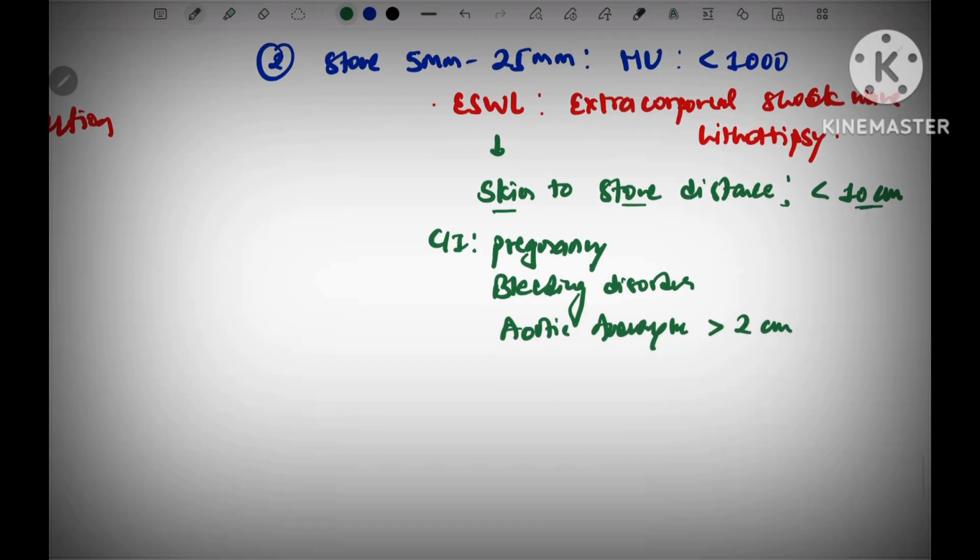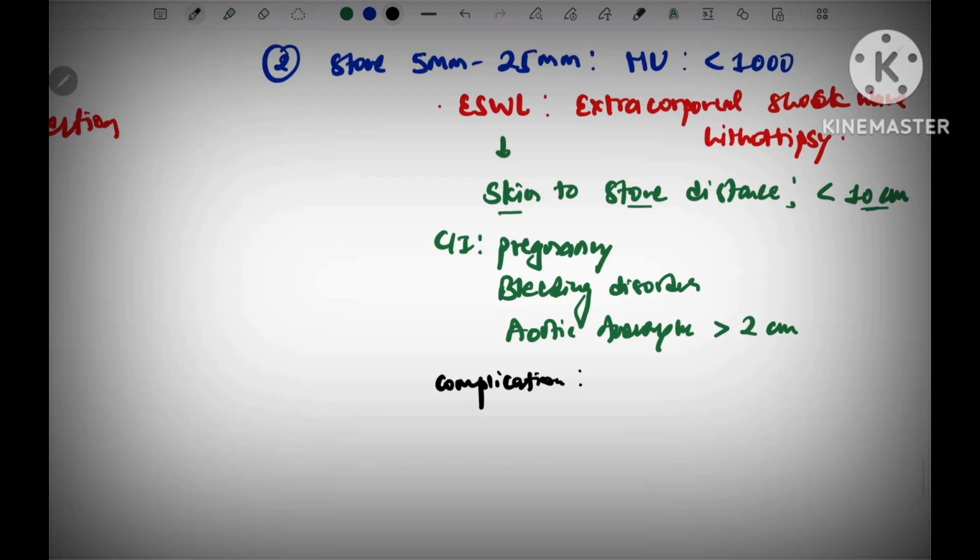Now let's talk about the complications. What type of complication can occur while giving this ESWL? There is formation of steinstrasse, the stone street.